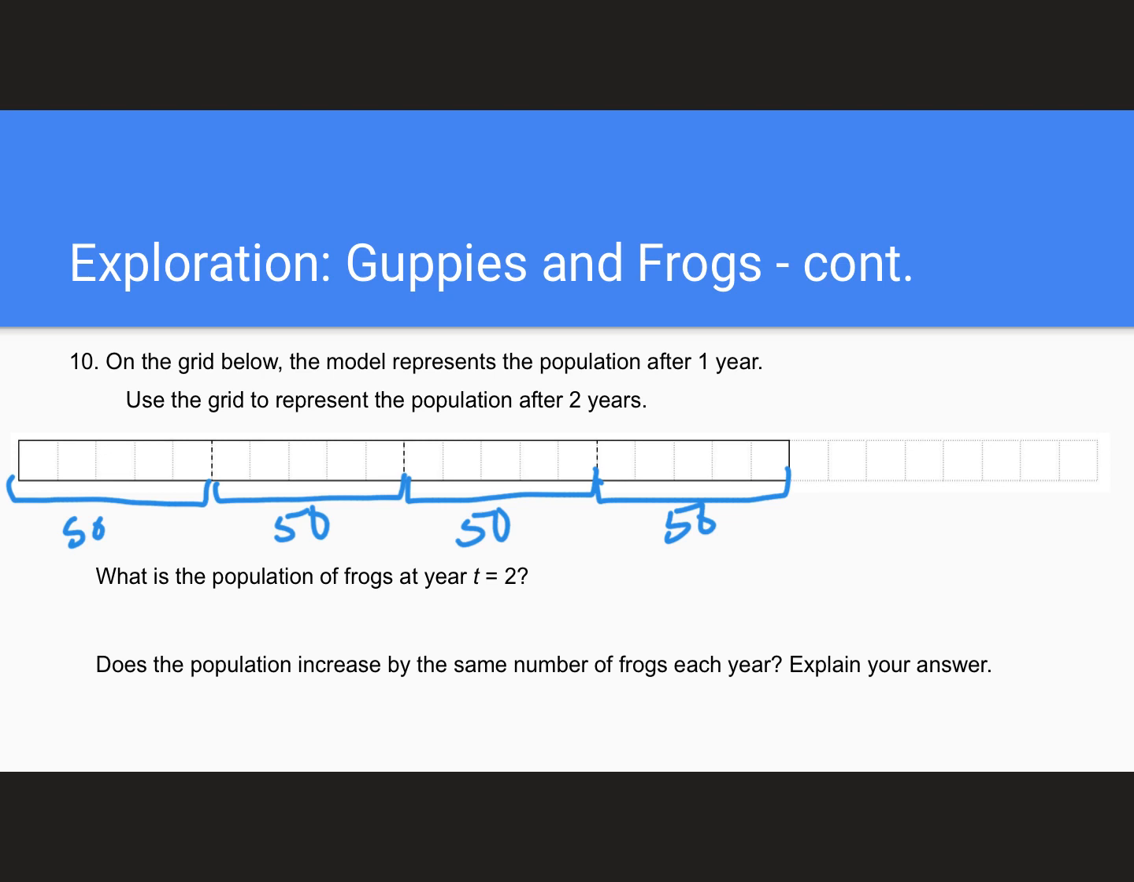What are we going to do? We're going to add another set of 50 to get the population after 2 years. Does the population increase by the same number of frogs each year? So think about how you went from year 0 to year 1, and then year 1 to year 2. And does it increase by the same number of frogs each year? The same number of frogs.